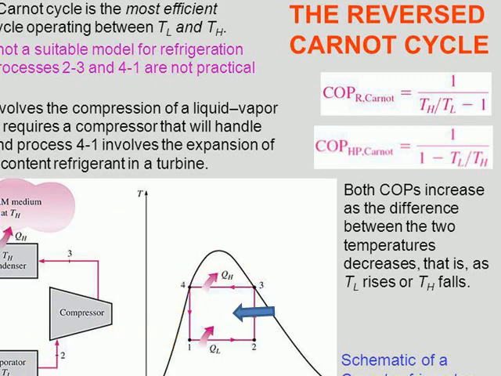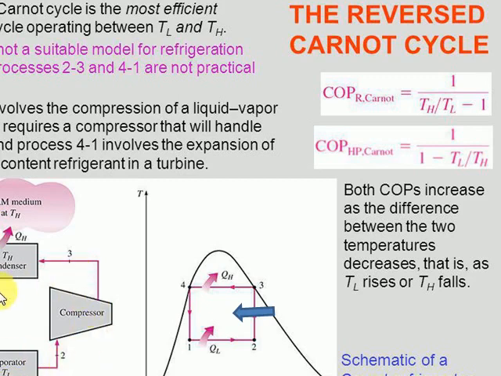So here in this picture, all the elements of the refrigeration system are shown. As I told, 2 to 3 is carried out in a compressor, 3 to 4 is carried out in a condenser, 4 to 1 is carried out in a turbine, or it is called an expansion device, and 1 to 2 is carried out in an evaporator.